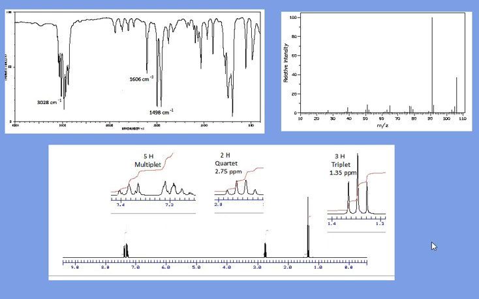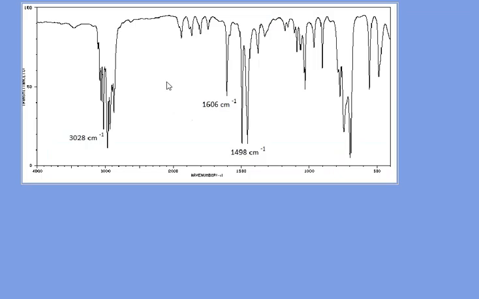Okay, ready for the answer? So let's look at the infrared first of all. And our first big peak here is at 3028. Now that's above 3000. So although we're looking at a carbon to hydrogen stretch, it's not a normal alkyl stretch.